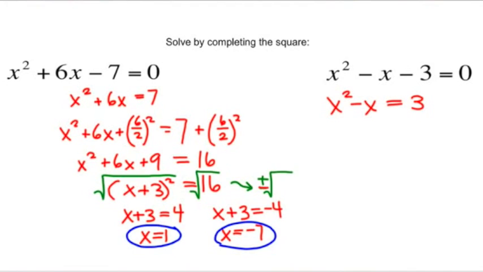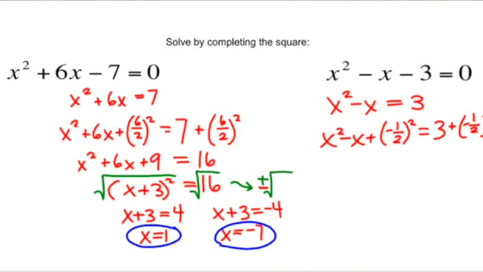We're going to go ahead and complete the square on the left hand side, which means I'm going to take half of my b term, which is negative 1, so I'm going to take half of that and then square it. So it's going to look like x squared minus x plus, in parentheses, a negative 1/2 squared, and that's going to equal 3 plus a negative 1/2 squared.